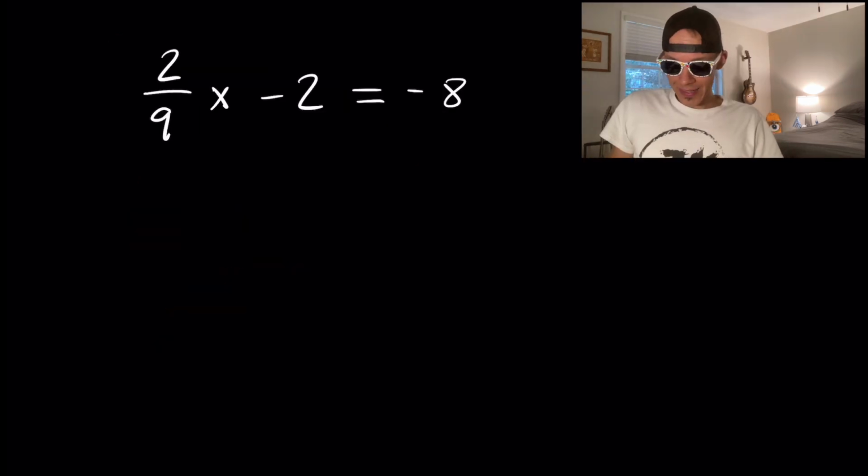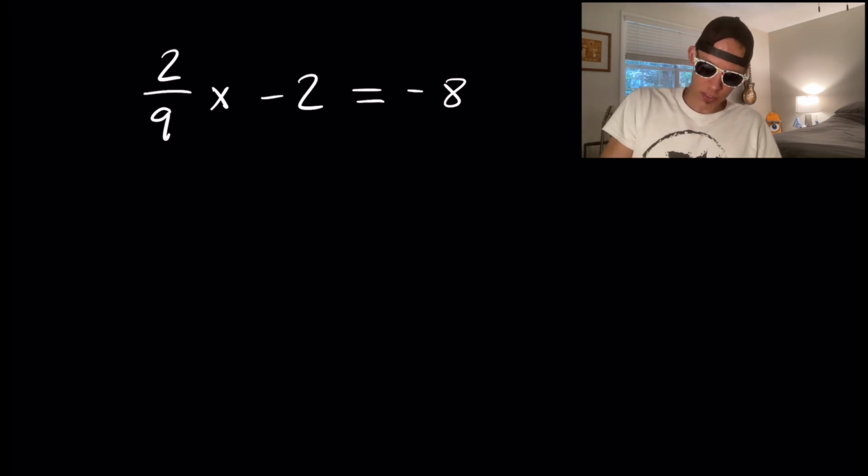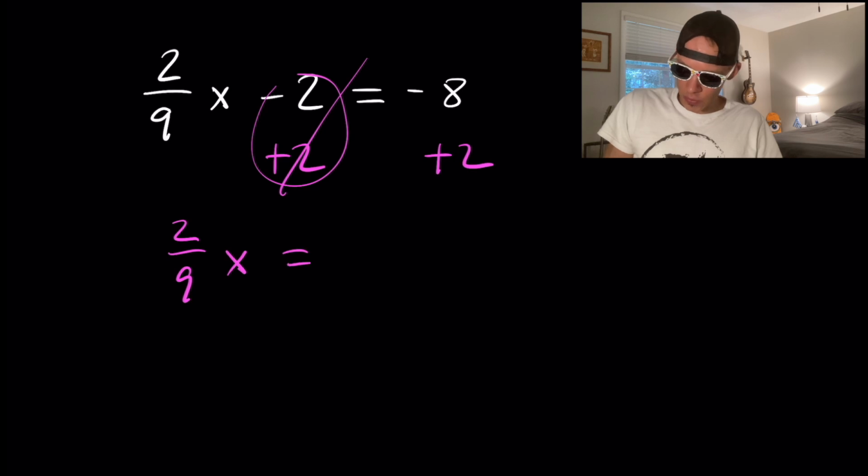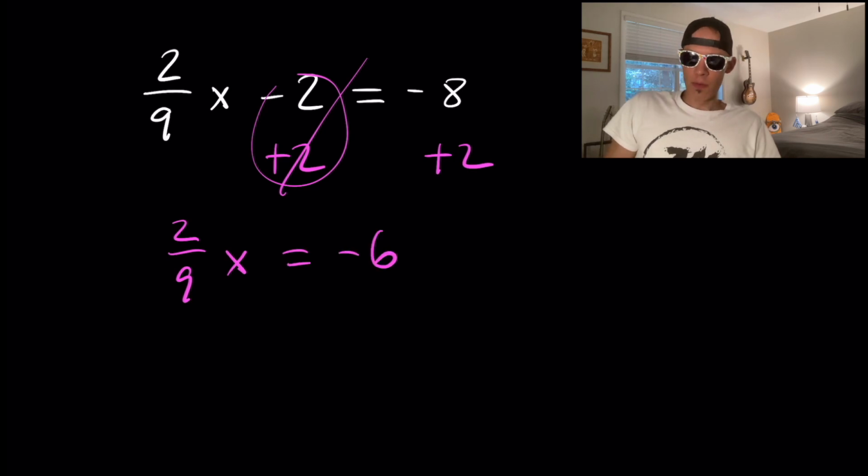All right, 2 over 9x minus 2 equals negative 8. So we'll do reverse PEMDAS as usual. I'm looking for any addition or subtraction to undo first. Here I got a minus 2, so I'll add 2 to both sides. These will cancel. I'll get 2 over 9 times x is equal to negative 6. Remember, when I have a fraction as my coefficient for the variable, and I want to undo that multiplication by that fraction, just multiply both sides by the reciprocal or the fraction flipped. So I'm going to multiply both sides by 9 over 2.